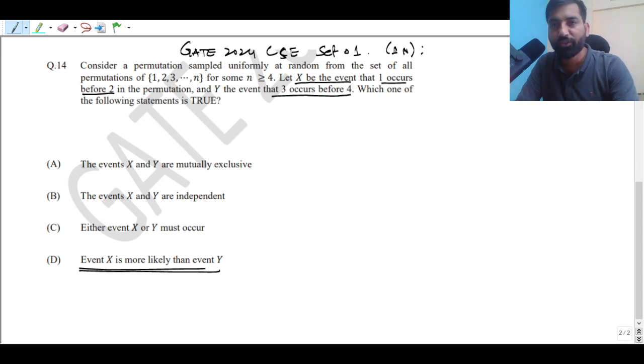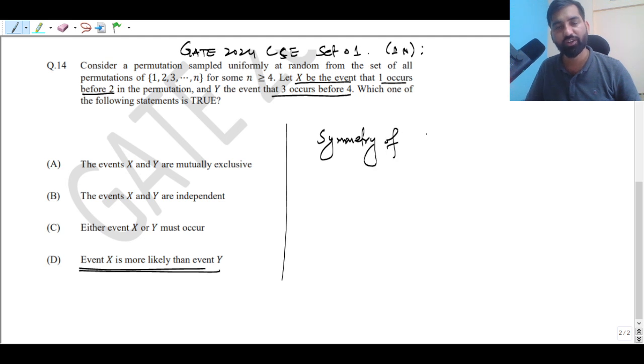If you know the probability of event x and the probability of event y, then you can say that if the probabilities are the same, then option D will be wrong. So this question needs one very important concept called symmetry of permutation. As engineers, we must use this kind of concept: symmetry of permutation.